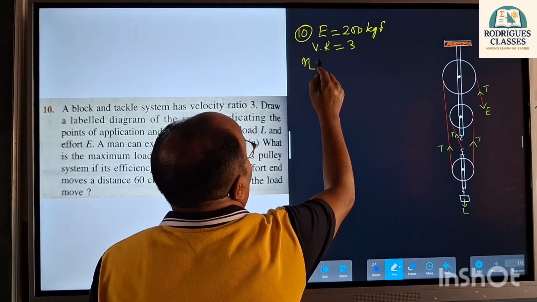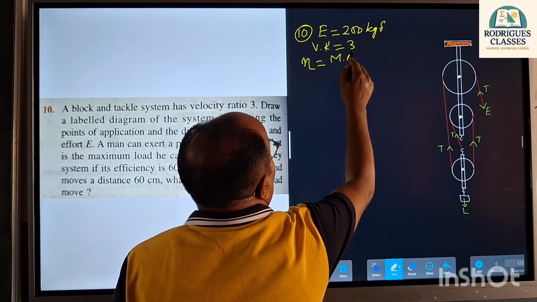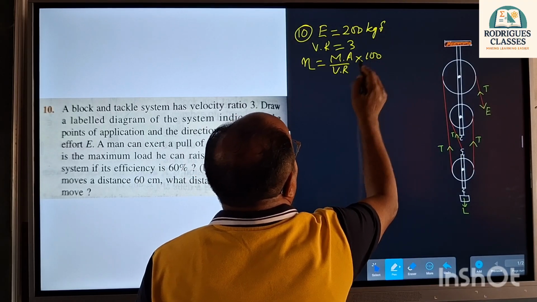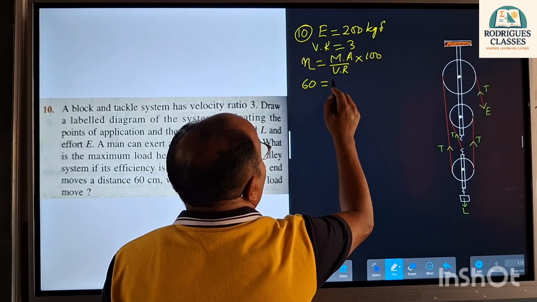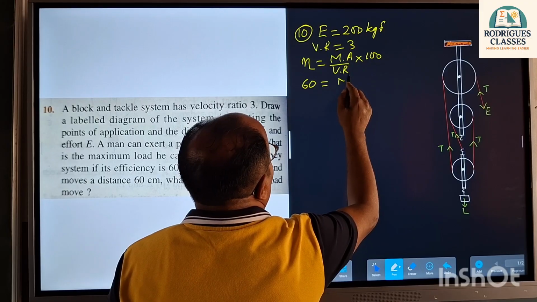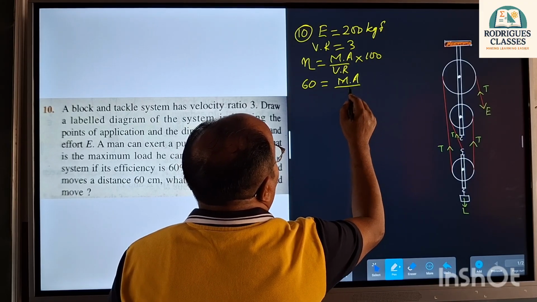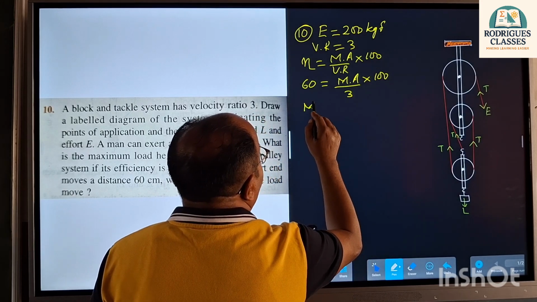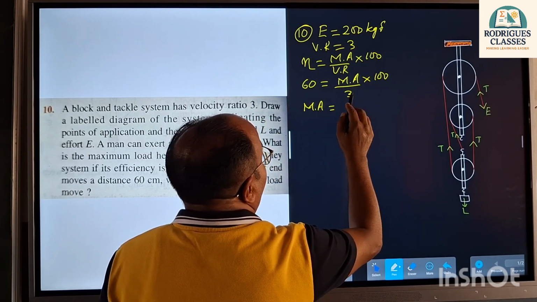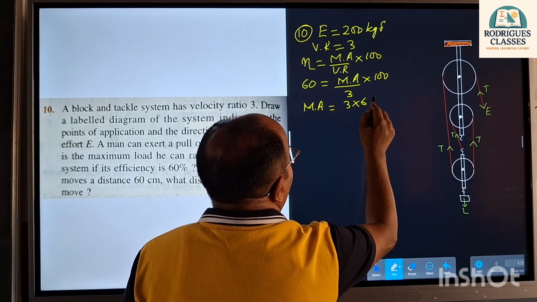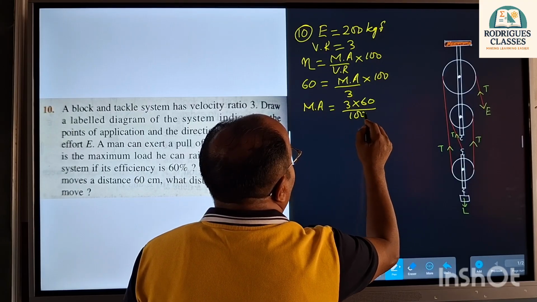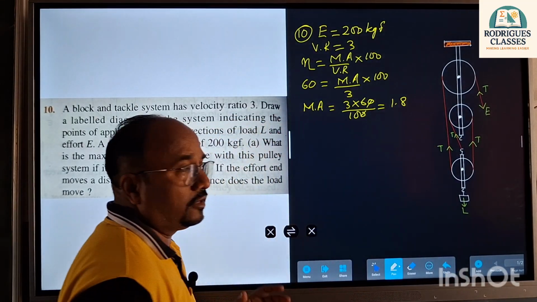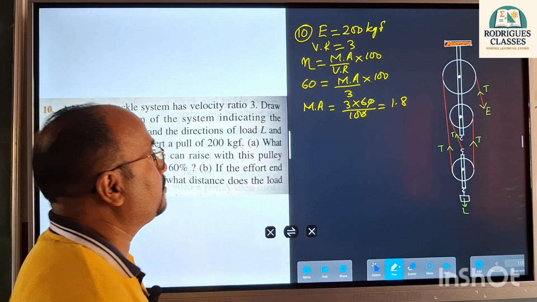Now I go to write efficiency, mechanical advantage by velocity ratio into 100. This is given to us as 60. Mechanical advantage, I will calculate here. Velocity ratio is 3 into 100. So mechanical advantage is 3 into 60 by 100, cancel. 18 by 10 will give me 1.8. So now I know the mechanical advantage is 1.8.